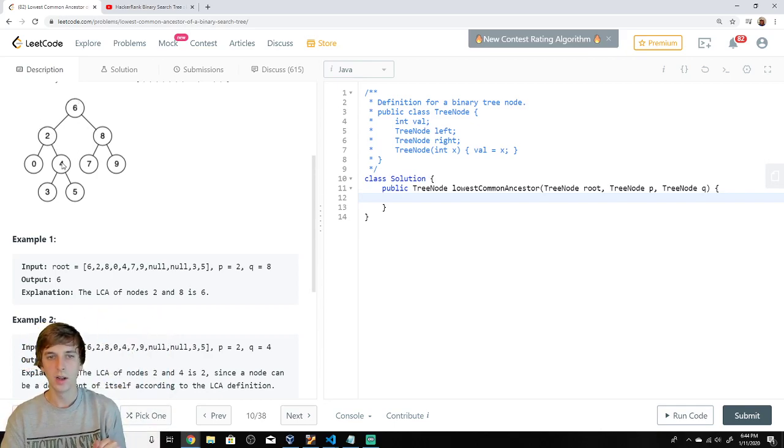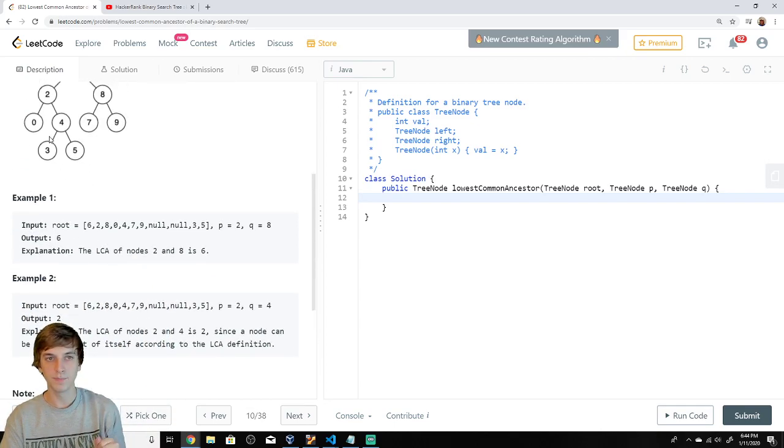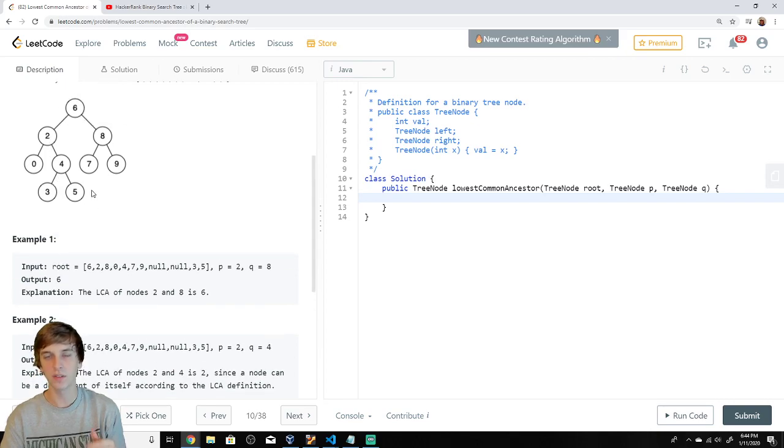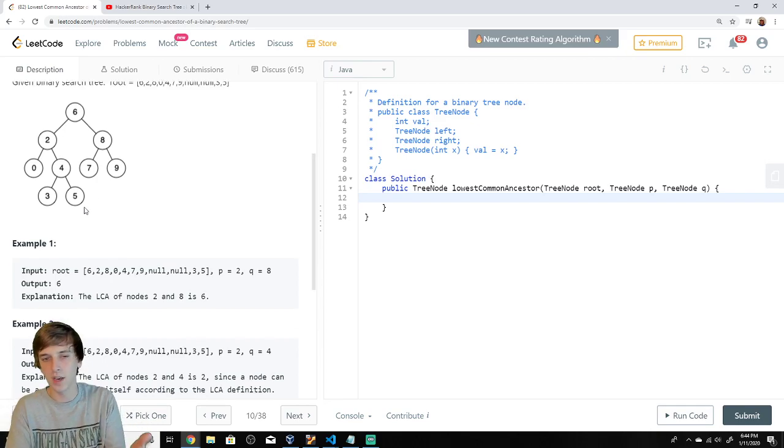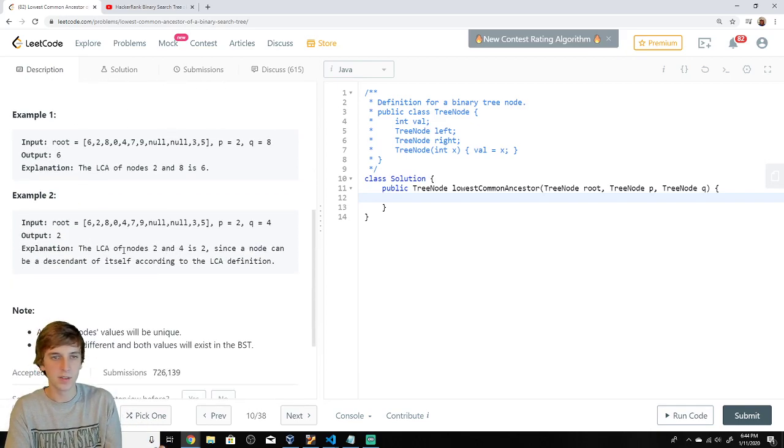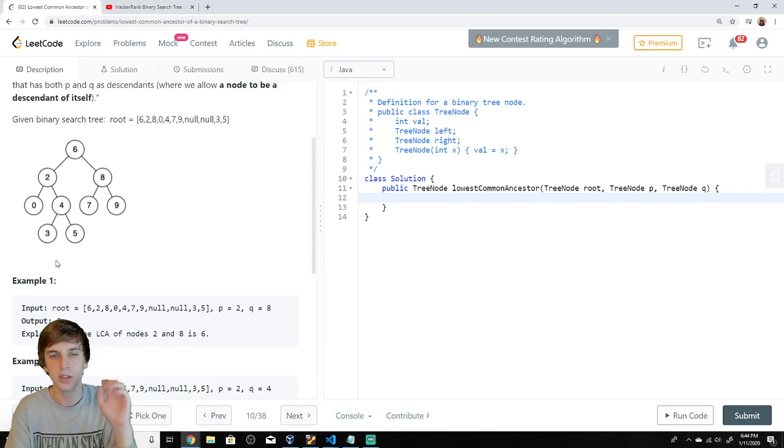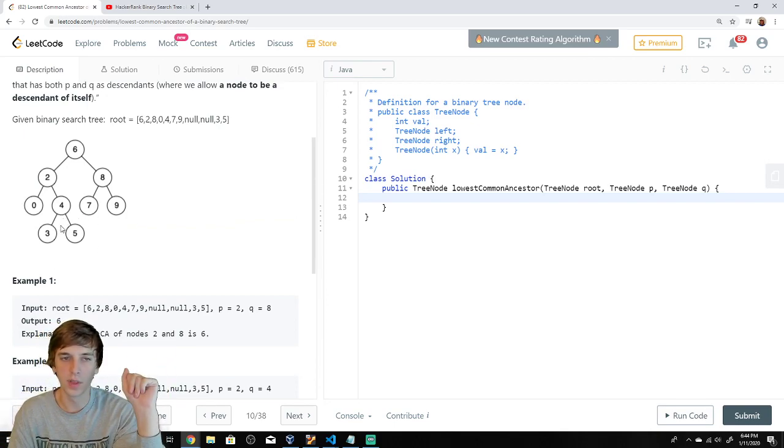2 and 4 is another example, right? The answer is 2 in this case, because the ancestor could be itself. They're allowing that in this case. So if you read this description, it's going to say 2 and 4 is 2, since a node can be a descendant of itself. That's weird, but it's fine. You know, I'm not a descendant of myself, am I? No. Okay.